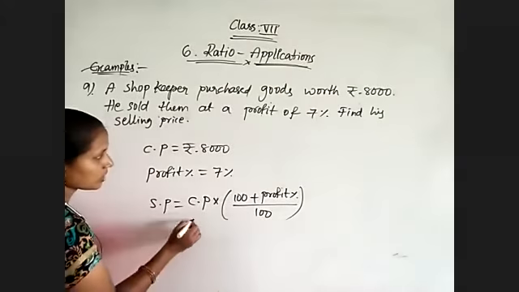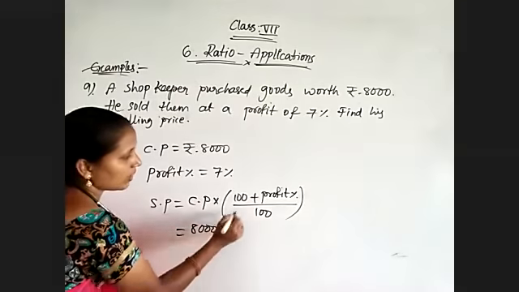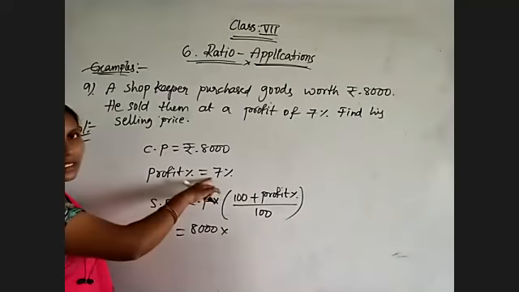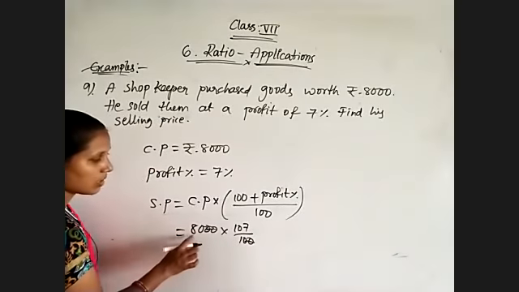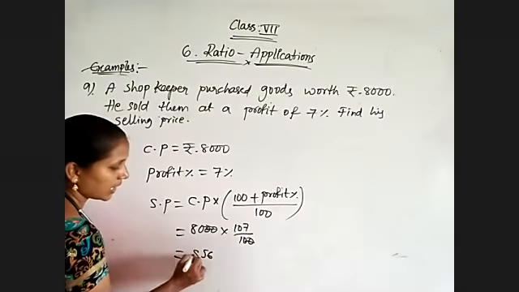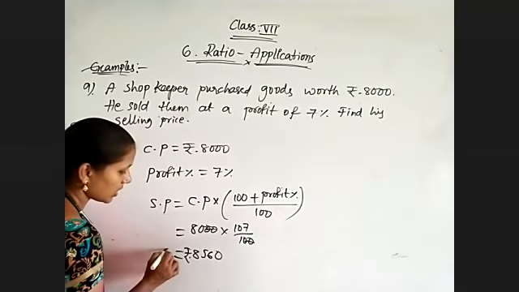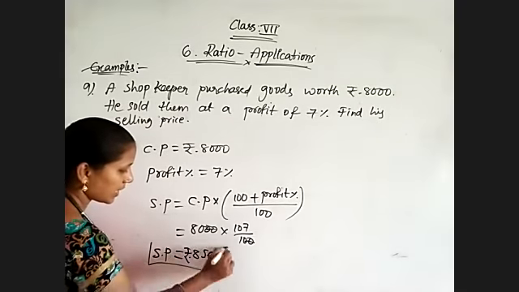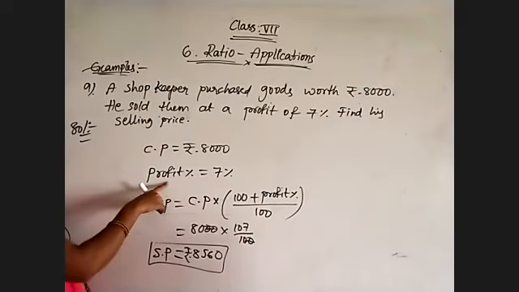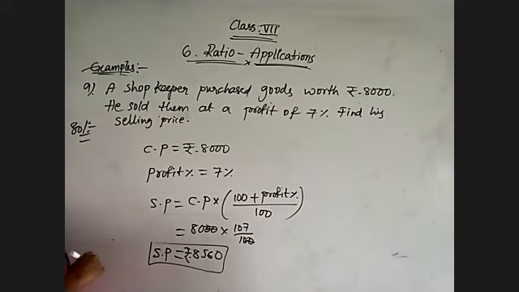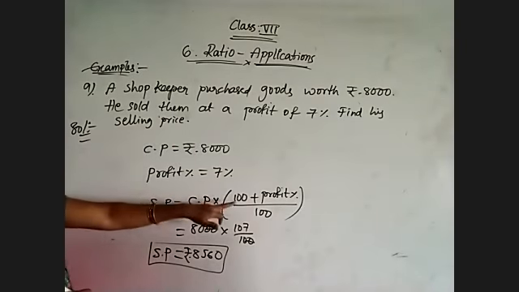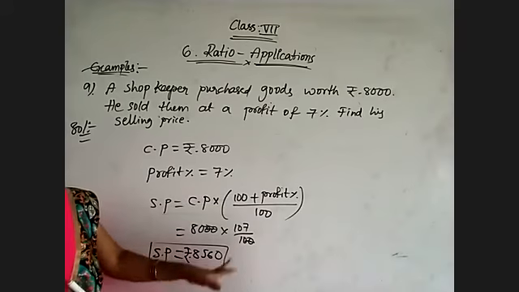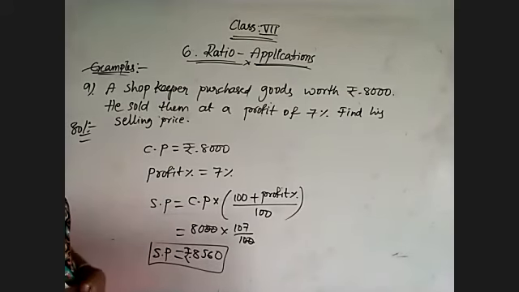Okay. Simplify 8,000 into 100 plus profit percent. 100 plus 7, 107 by 100. Two zeros will get cancelled. So 8 sevens are 56, 8 ones are 8, and 1 zero is there. So SP of the goods is equal to 8,560. SP is more, that's why he is getting profit percent. So same like this, if they have given loss percent, then you need to change the formula. 100 minus loss percent by 100, you need to find out SP. That's it.